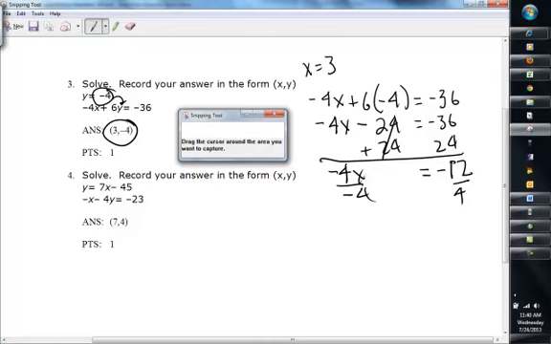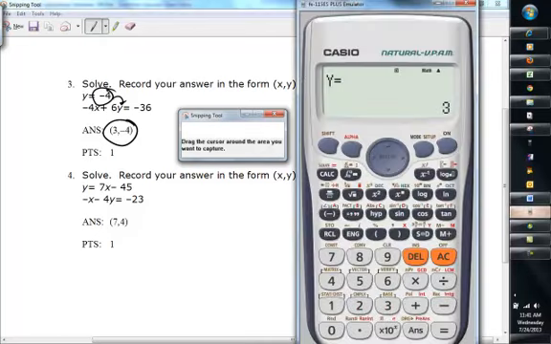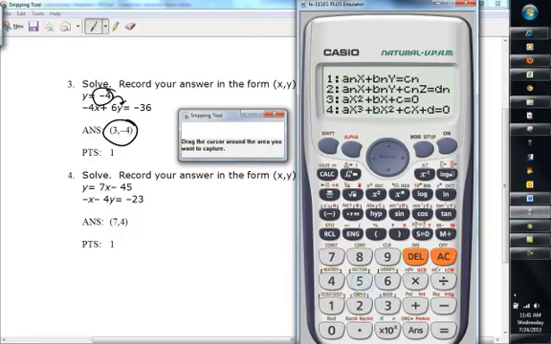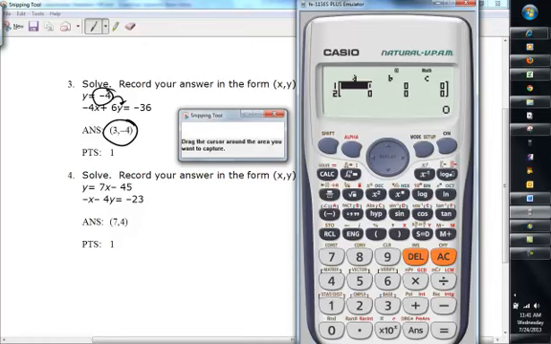Next one. Oh, we should do that one on the calculator first. Let's do that. Mode 5, 1. X is 0. Y is 1. C is negative 4. That's the first equation. Negative 4x, 6y, negative 36. That's the second equation. And we get x is 3, y is negative 4.